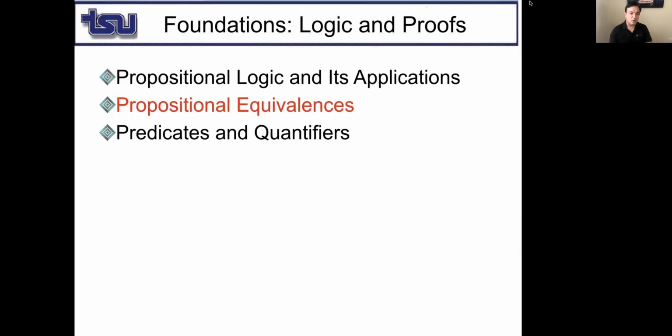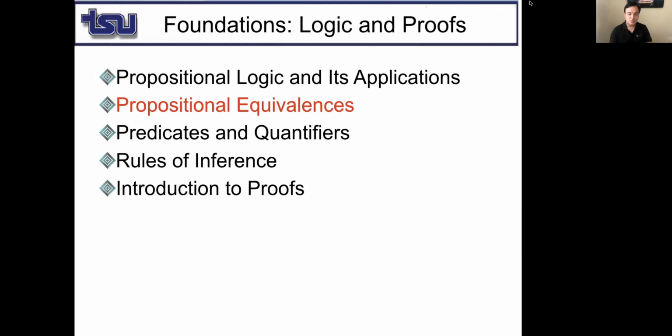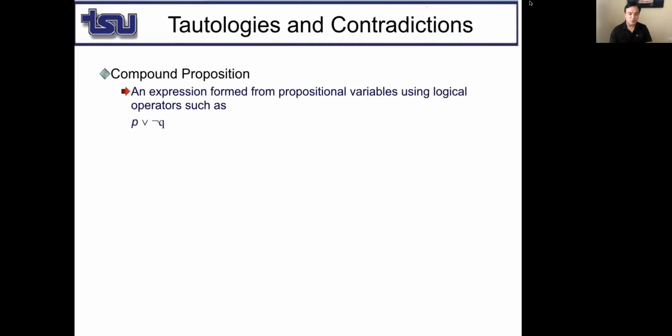And next lecture, we'll talk about predicate logic and quantifiers, universal and existential quantifiers. We'll then introduce the rules of inference, and we're going to use rules of inference to show different methods of proving mathematical statements. Okay, so now I'm going to remind you what a compound proposition is first.